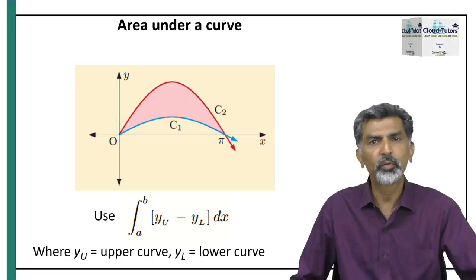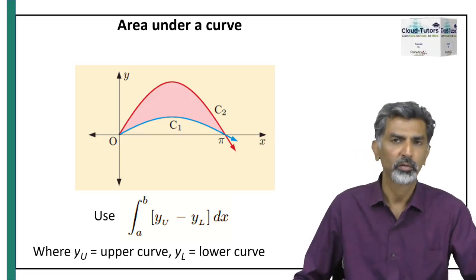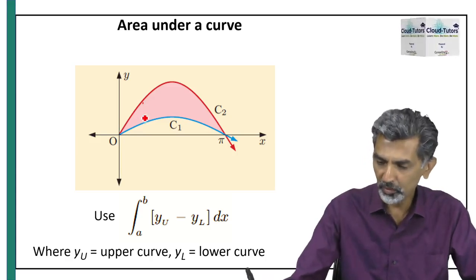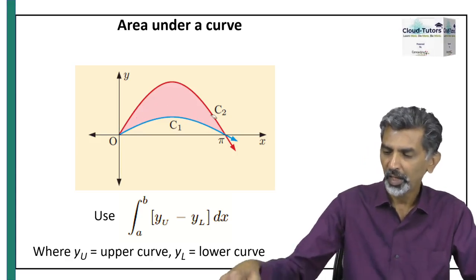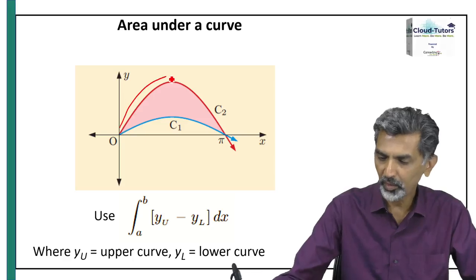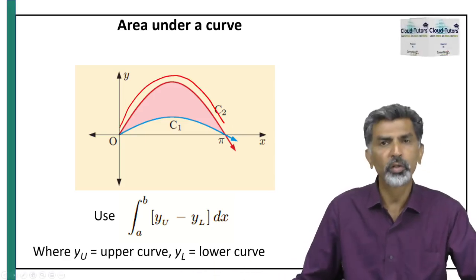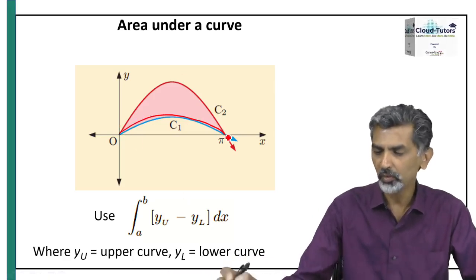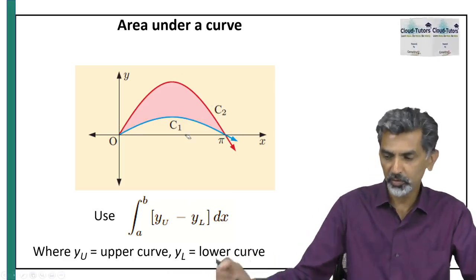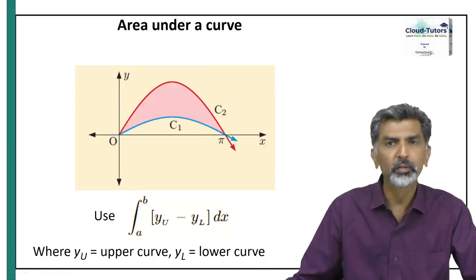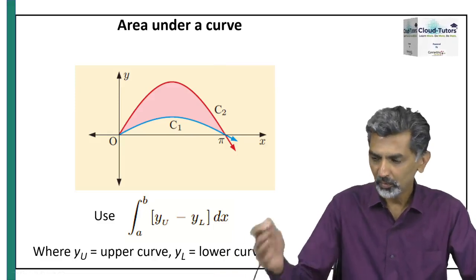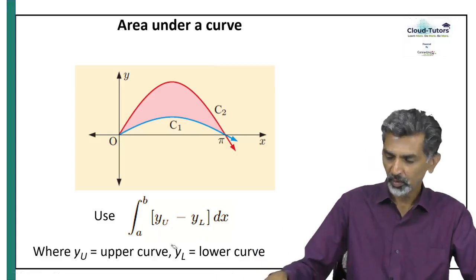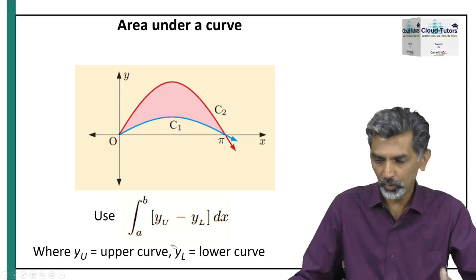Now this is an example where the lower boundary is not the x-axis. So let's see how it goes. This region that we have here has this as the upper boundary, called C2 here, and this as the lower boundary in blue color in the picture. So how do we find this region? Well, this area can be found using exactly this approach here. The integral from x is equal to a to x is equal to b.